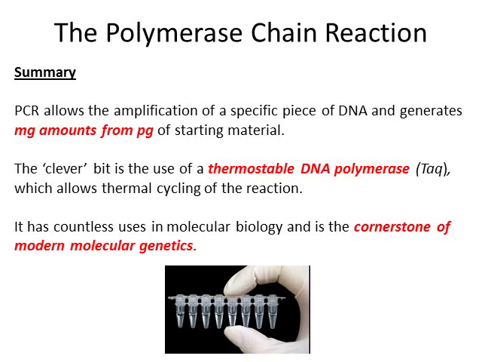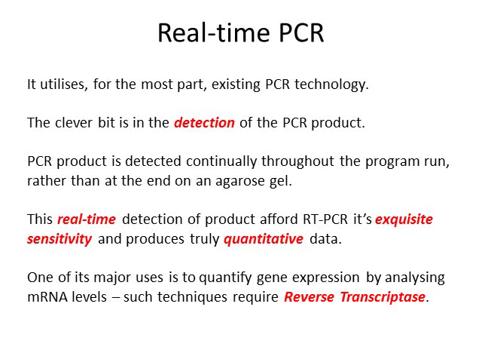So the summary of it is it can make milligram amounts of DNA from picograms of starting material. The clever bit is the use of this thermostable DNA polymerase, which allows you to cycle the PCR to do rounds of denaturation, annealing, extension, denaturation, annealing, extension over and over without compromising the activity of the DNA polymerase. And it's a cornerstone of modern molecular genetics. So that's conventional PCR. Some of it we covered at level 1, so there's some repetition there.